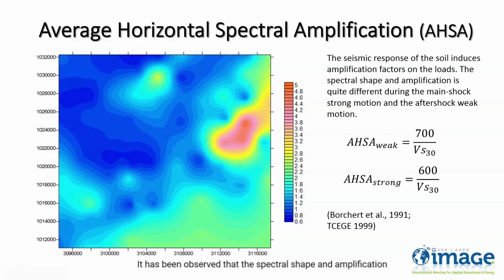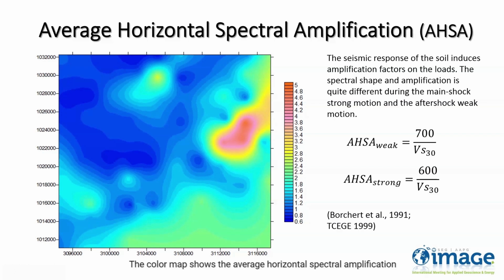It has been observed that the spectral shape and amplification is quite different during the main shock, that is the strong motion, and the aftershock, that is the weak motion. The average horizontal spectral amplification in the period range of 0.4 to 2 seconds for weak and strong motion are given by these relations. It can be seen that these parameters are related to 30 meters average shear wave velocity.